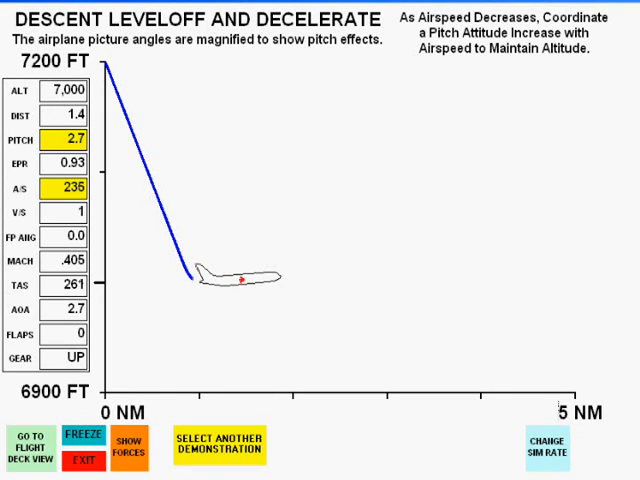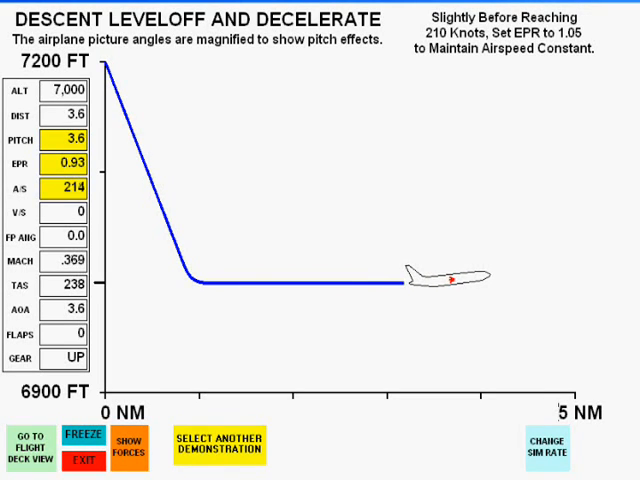Now that the altitude is captured, as the airspeed decreases, an increase in pitch attitude is required, coordinating pitch with airspeed in order to maintain a constant altitude. As we approach the target speed of 210 knots, the EPR will be set to 1.05, which will maintain the airspeed constant.